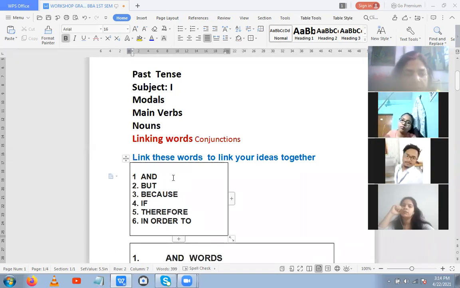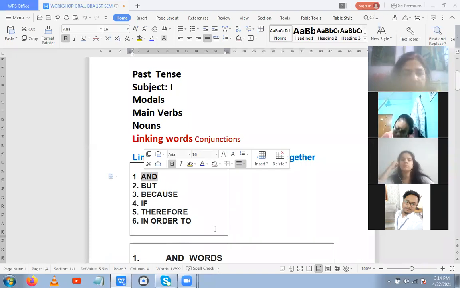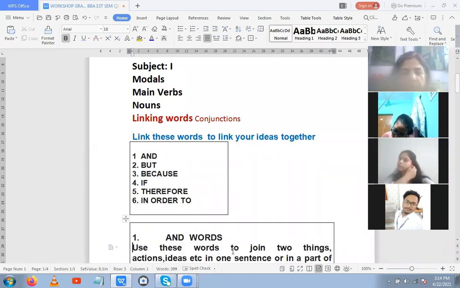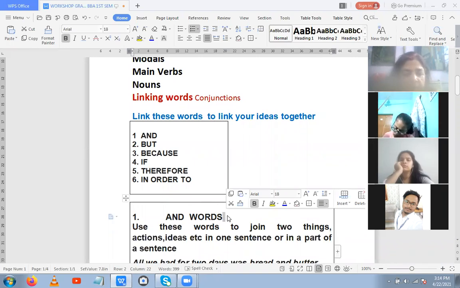So we add words. They are and, but, because, if, therefore, in order to. So today we are only taking and words. The rest will follow in other workshops, but not today. Today we are only taking and words. What are these and words?